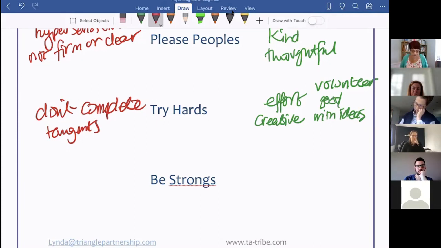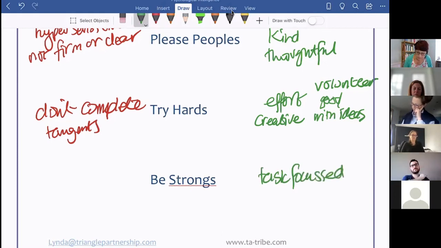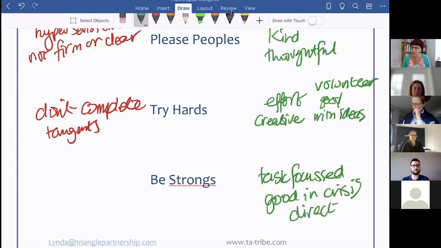I hope you've got lots of questions. I'll just finish this piece off with looking at Be Strongs. Now, Be Strongs are very task focused. They're very good in a crisis. They can be very direct. They give orders, instructions really clearly.